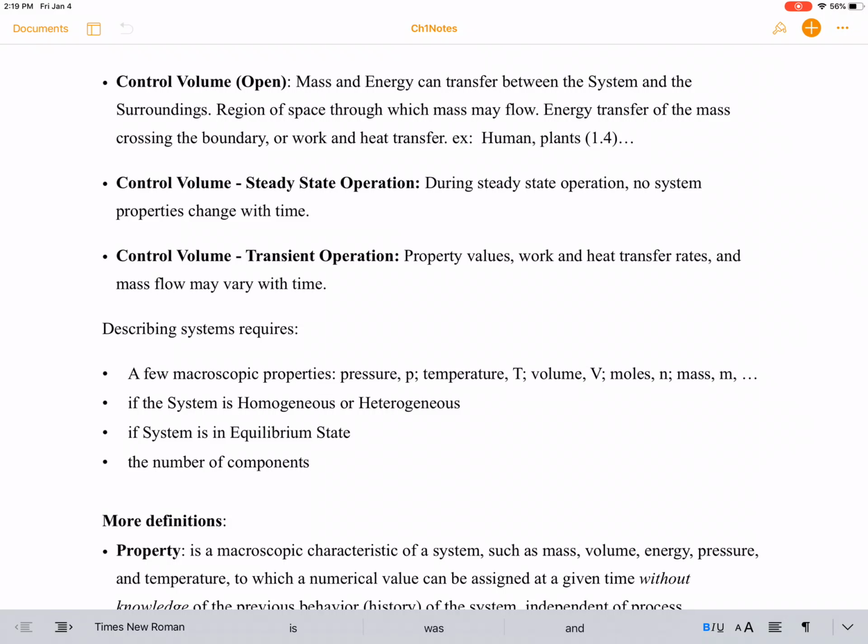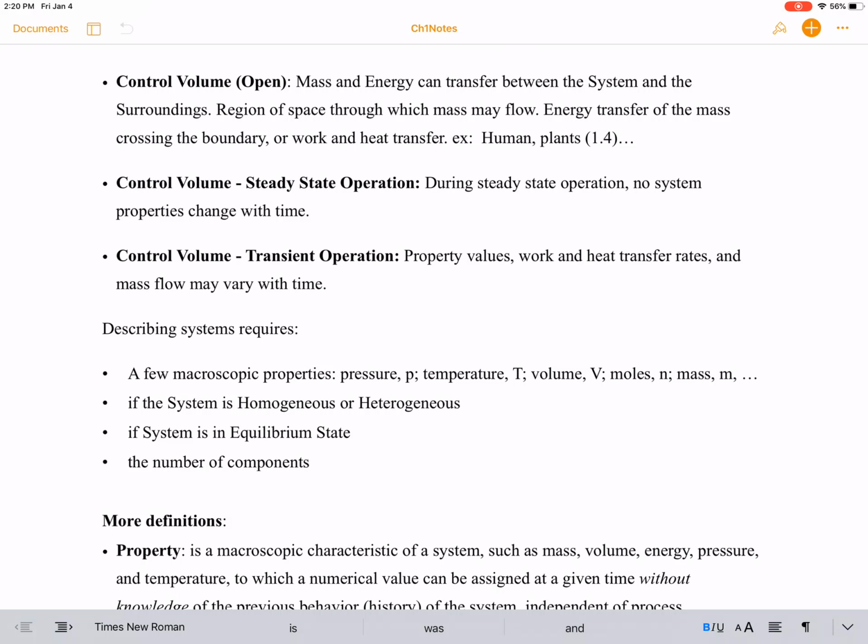There's a steady state operation. During a steady state operation, no system properties change with time. So we take measurements of temperature, pressure, volume, things like that, and then we take them again at a different time, and there is no change in that. That's steady state operation. Transient operation, property values, work and heat transfer rates, and mass flow will vary with time. So we can take those measurements at one point and then at a different point in time, and those measurements would in fact change.